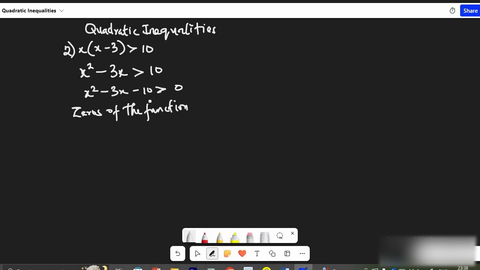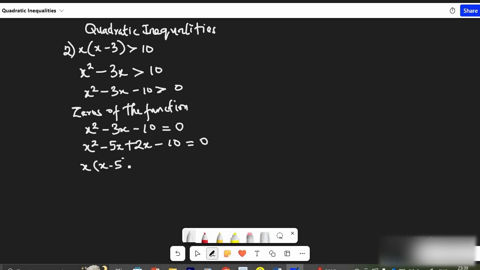of the function. So I'm going to say this equals 0, we need to use the factorization method here. But remember, you can use the quadratic formula if you wish to. But here, I'm going to use the factorization method. So this is minus 5x plus 2x minus 10 equals 0.